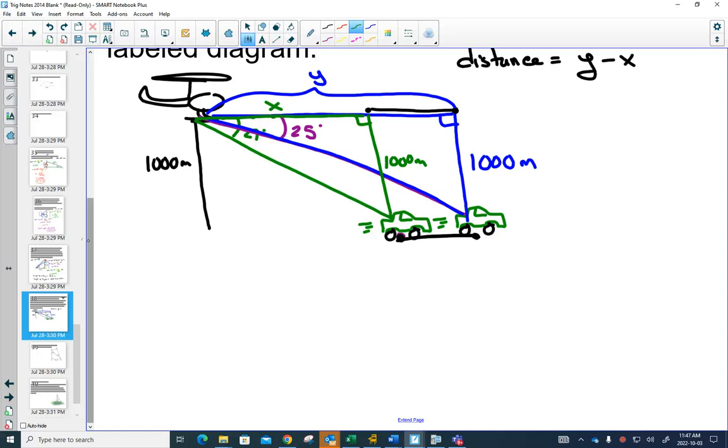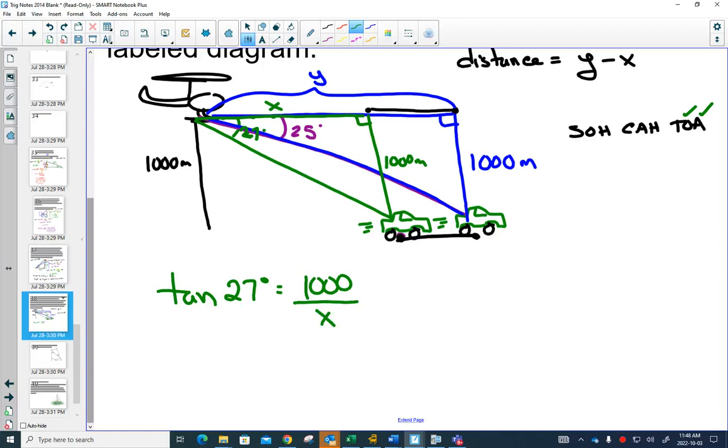I've got my green pen out. Oh, this number, look, this was 27, right? We want to find the adjacent side. We have the opposite side. So if I write out my definitions, for the green one, I have the opposite side and I want to find the adjacent side. I'm going to use tan. So tan of 27 degrees. Opposite side is 1,000. Adjacent side is x.